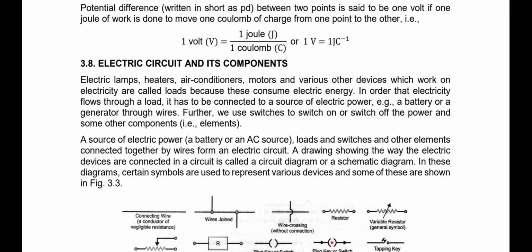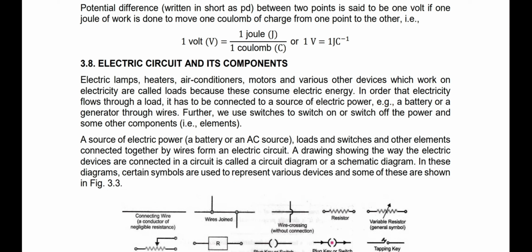We can say elements also. From here we can say that a source of electric power, which can be a battery or an AC source, loads and switches and other elements connected together by wires form an electric circuit. Further, we can conclude that a particular arrangement of all the electrical components connected together by means of wires constitutes a circuit, such that an electric current flows through the circuit.